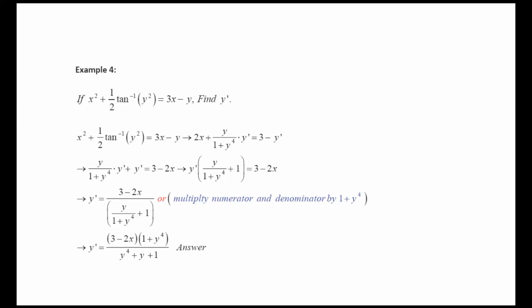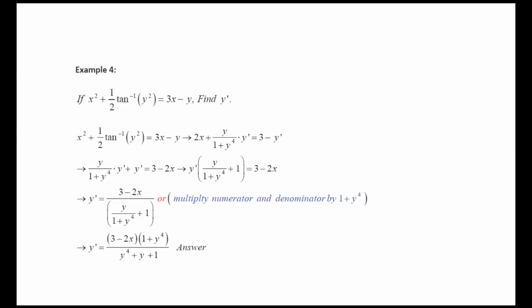Now next we will get all y primes on one side of the equation, so we'll move this over here, and the non-y primes on the right-hand side of the problem, moving the 2x over like this. Next, since we have y prime on each of these terms, we'll factor out the y prime, leaving us with this. The goal is to find y prime, so we'll divide by this quantity right here. So that is an answer.